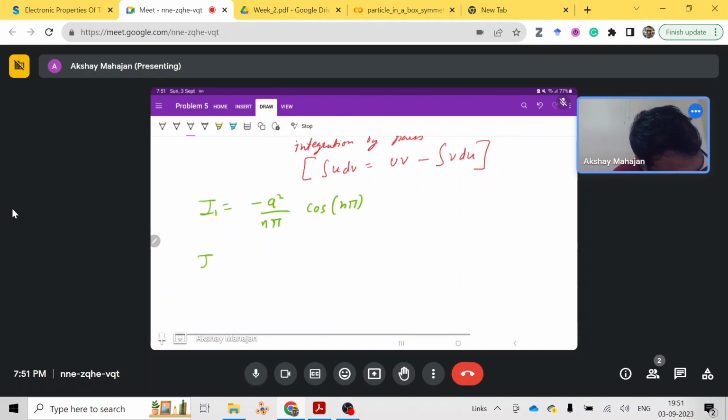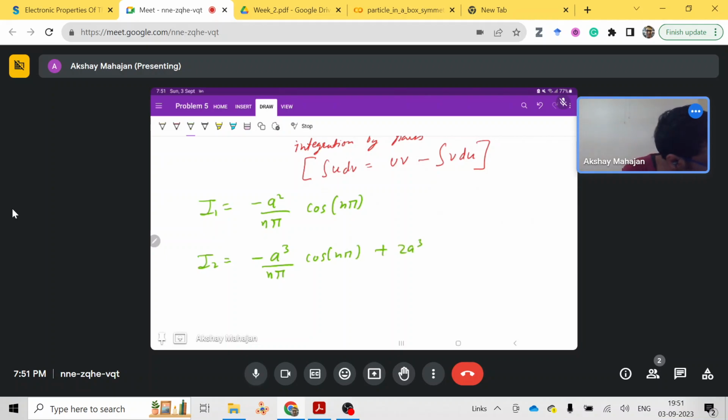Okay, and your I2 will come as... I2 will be complicated. It will be minus a cube upon n pi cos of n pi, plus 2a cube upon n pi whole cube cos of n pi minus 1.